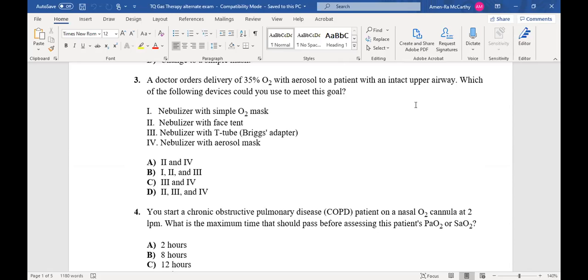It's got to be an aerosol, and it's got to be exactly 35%. And they have an intact upper airway, which means they don't have an artificial airway. So it's a couple of those I could use.